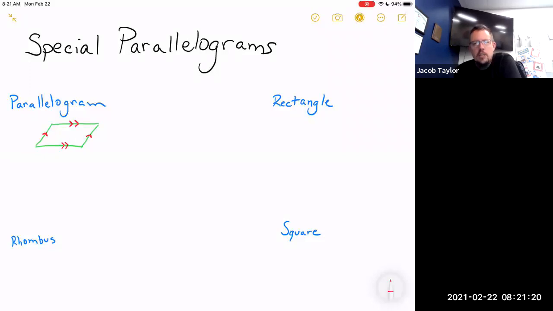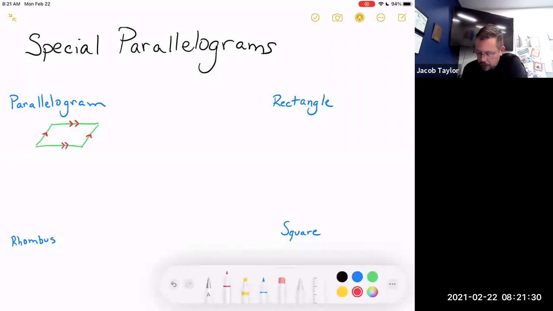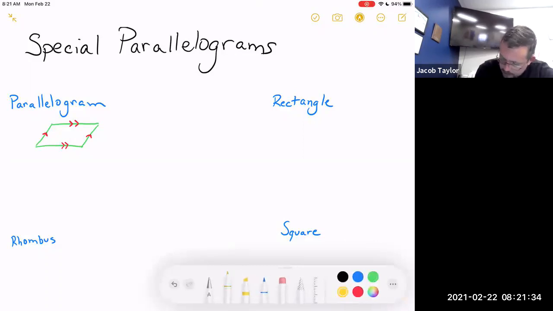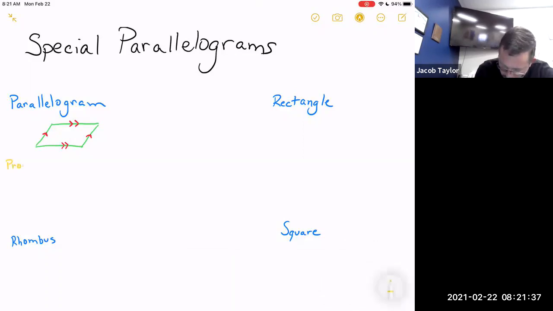So that's all a parallelogram is. A parallelogram is a quadrilateral, meaning it has 4 sides, and the opposite sides are parallel. When this happens, though, we get a few little properties of parallelograms. So let's talk about those properties of parallelograms. When you have this shape, what else happens?